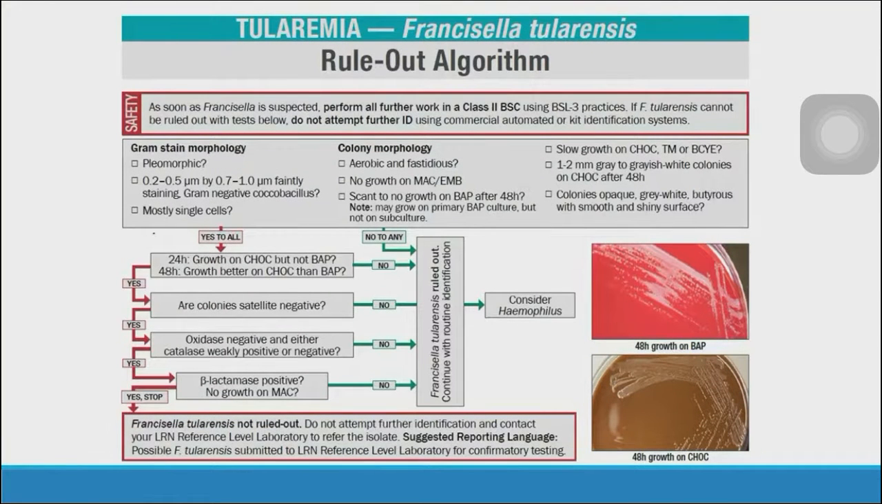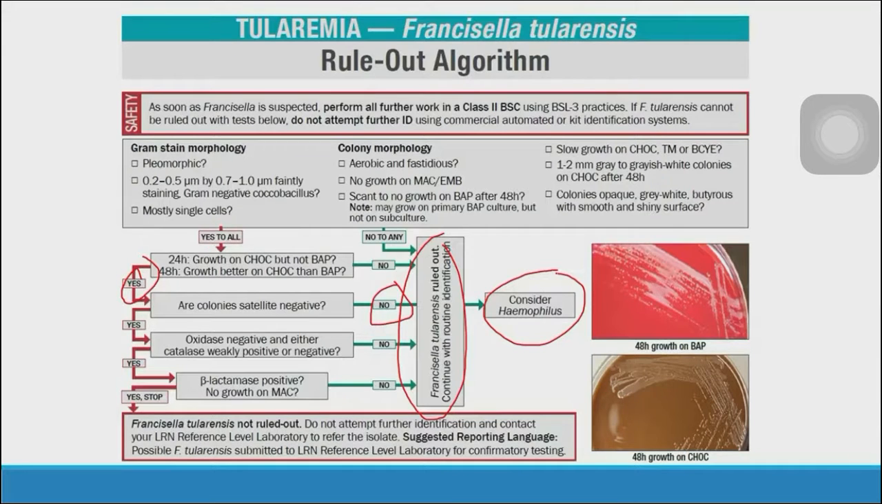Okay, for tularemia naman, Francisella tularensis. So, again, no growth on MAC. Okay, faint pleomorphic negative coccobacilli. Okay, so again, may growth sa chocolate. Okay, yes. Our colony is satellite negative. So yung satellitism kanina, positive. Okay, so in here, dito sa chart na to, magpupunta ka ngayon sa no. Okay, so ang answer here, Francisella then ruled out. Okay, so confirm with routine identification.